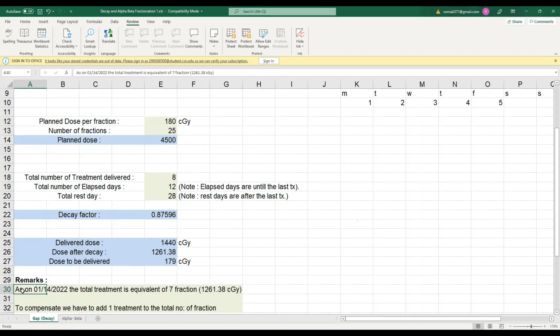Mostly in Europe and in the United States we only work 5 days a week, so most of the research is done for 5 days a week. For 6 days, I will check if we can use our alpha beta ratio for that. But our data is for 5 days a week, so when we talk about 5 fractions, we are talking about 5 fractions in 7 days, or as we discussed earlier about head and neck, 35 fractions in 7 weeks, not 35 fractions in 35 days.